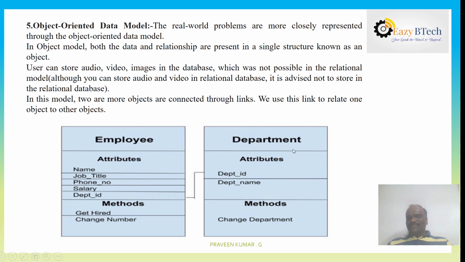Department has attributes department ID and department name, and a method to change the department. Employee is one object, department is another object. Employee has its own attributes and methods, and department has its own attributes and methods. This type of model is called an object oriented data model.